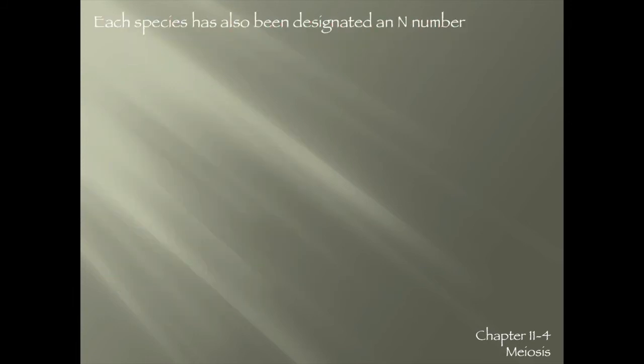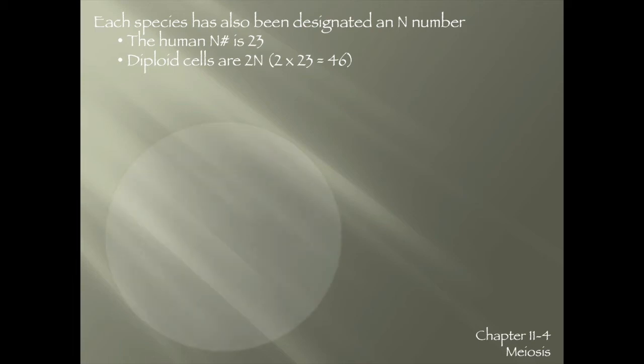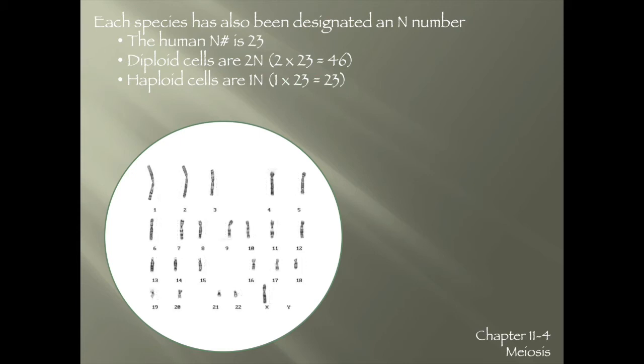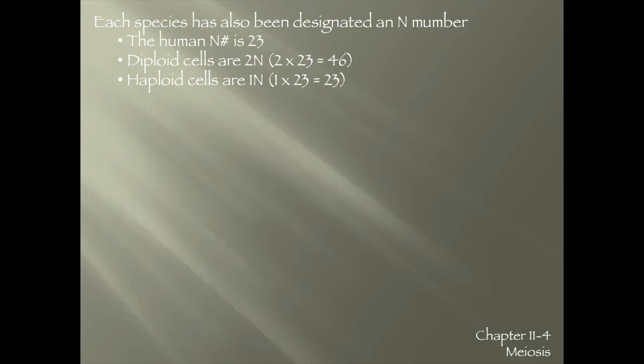And then in doing so, we assign each species an N number based on the number of chromosomes. So for instance, ours is 23. And I hope that makes sense because we have 46 chromosomes. Our diploids, a diploid is considered 2N, would have 2 times that number, 2 times 23, 46. So for instance, this diploid here has 46 chromosomes, 2 times the N number. Haploids are 1 times the N number, 1 times 23. All right? So if you understand the N number, you can determine the number of chromosomes in diploids and haploids from just that number alone.